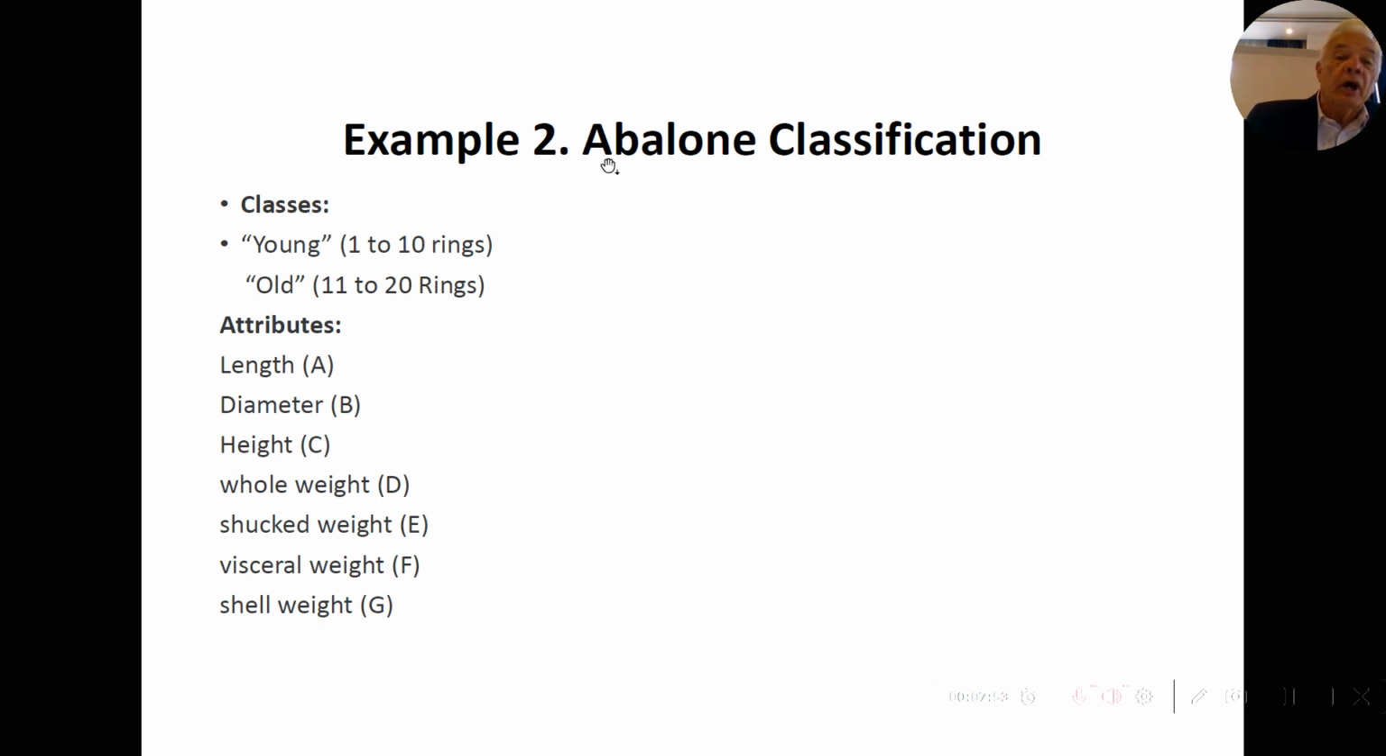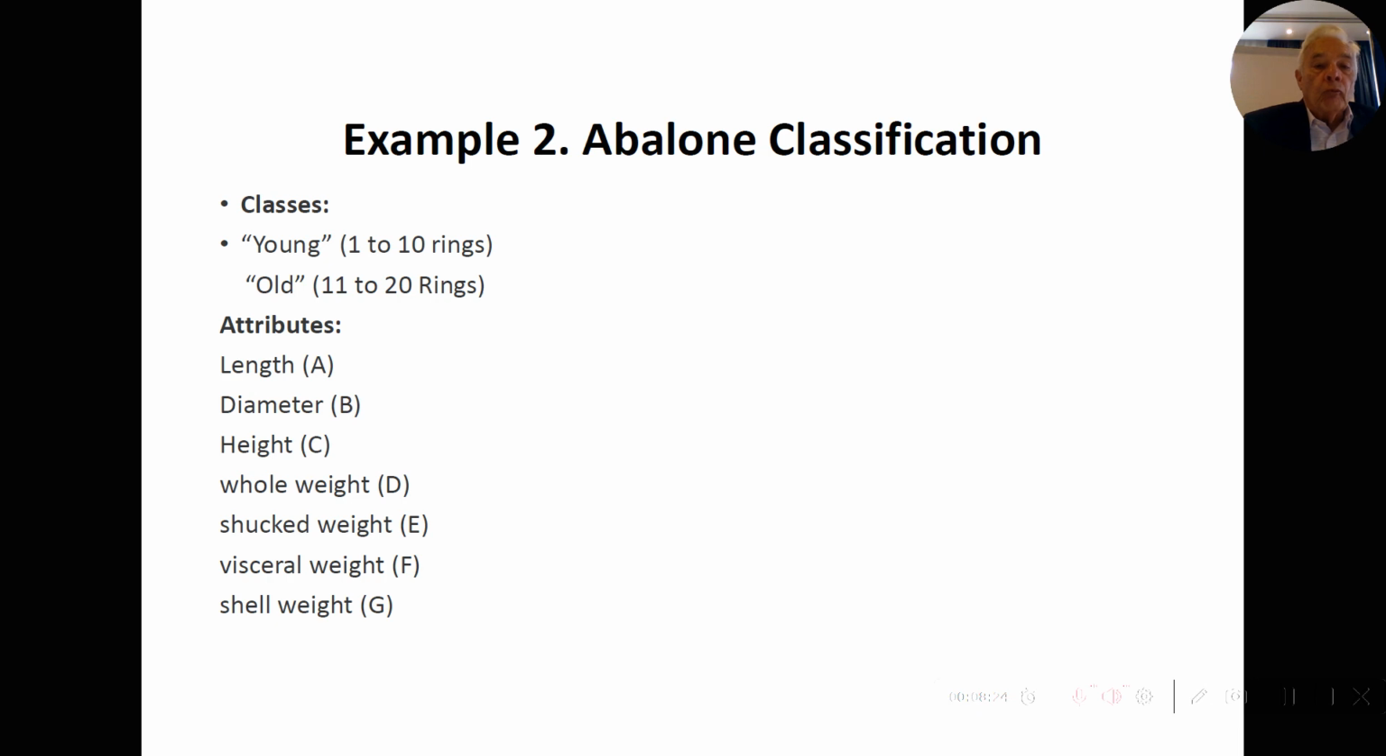And here we have another, which is the Abalone classification. In this case, let me tell you, you do not necessarily need to know what the abalone is. Those are some shells that are very expensive, and the price depends very much on the age. And the age is determined by the number of rings, among other characteristics.